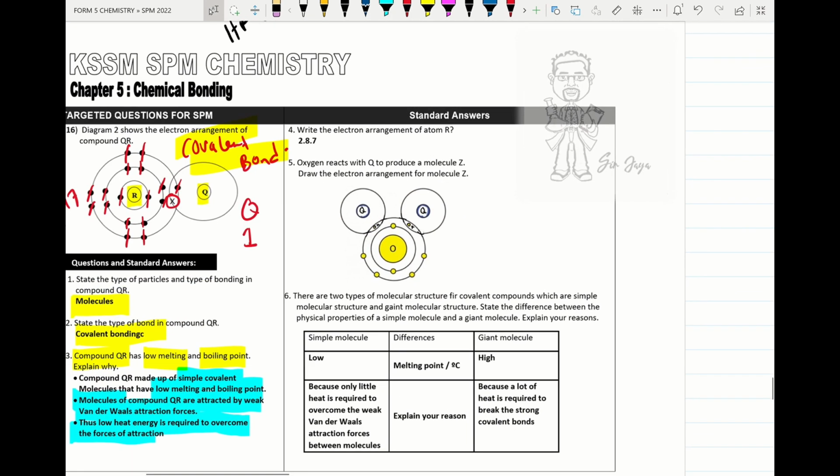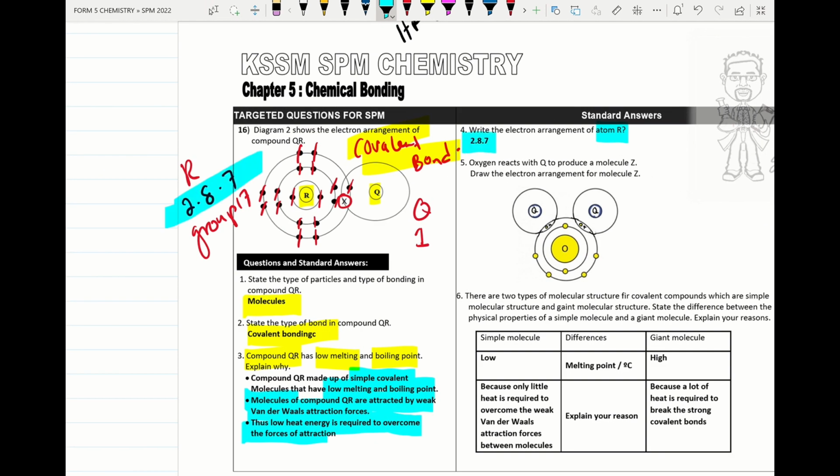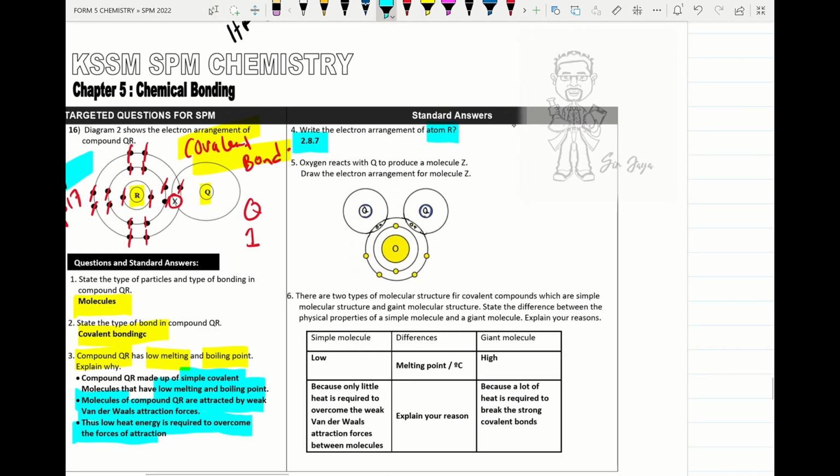Next we try to draw the electron arrangement of atom R. We already did it here, so the answer is 2.8. Next we check how to draw Q. Oxygen reacts with Q, where Q is hydrogen, to produce molecule Z. Draw the electron arrangement of molecule Z.